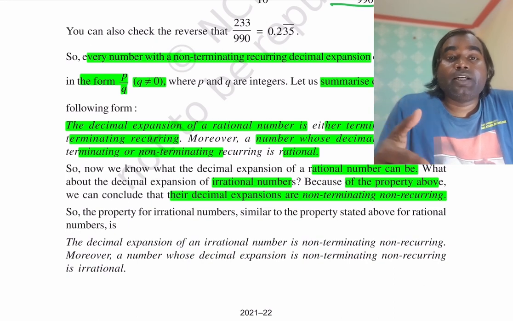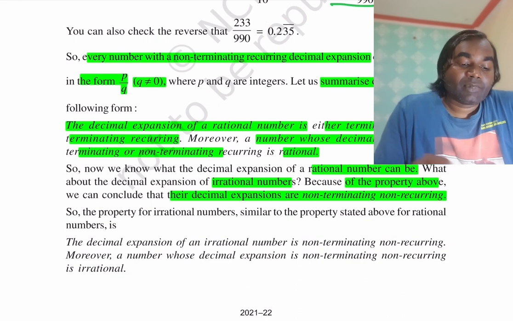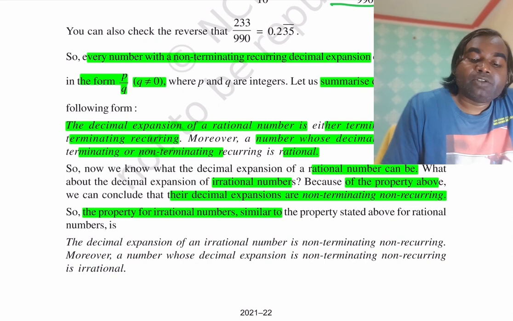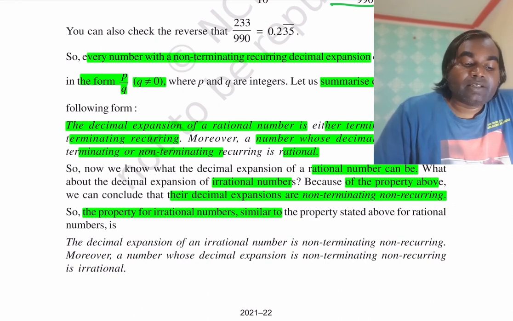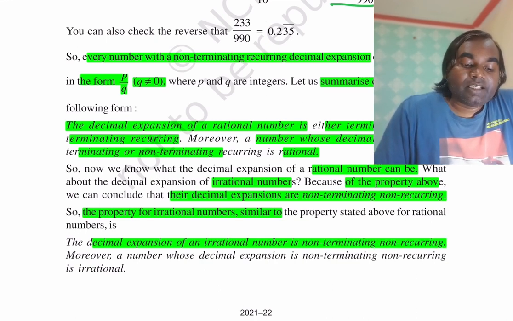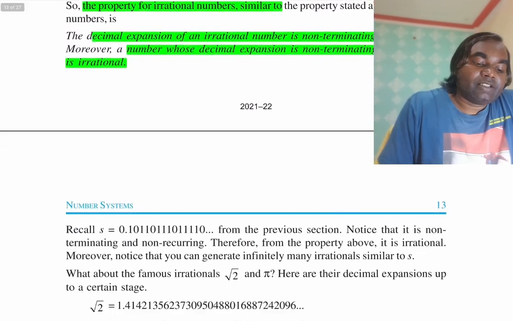If you expand pi in terms of decimal, you will get an infinite number of digits after the decimal, and that is non-terminating and non-recurring also. That means there is no repetition of a certain pattern. So the property for irrational numbers, similar to the property stated above for rational numbers, is that the decimal expansion of an irrational number is non-terminating, non-recurring, and a number whose decimal expansion is non-terminating, non-recurring is irrational. Right?